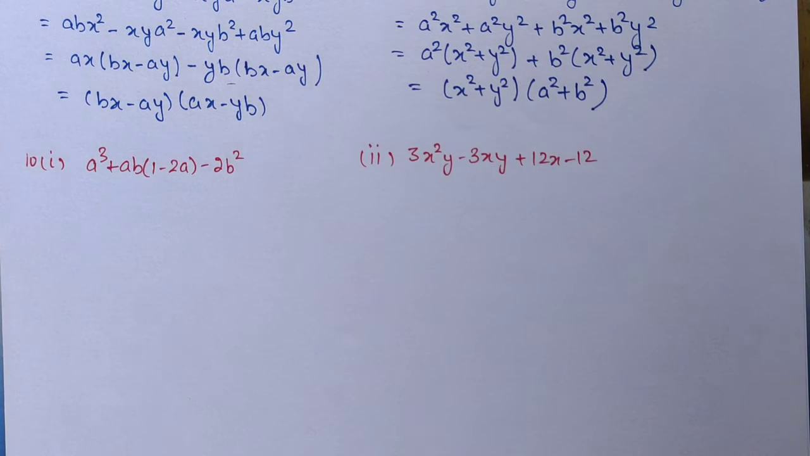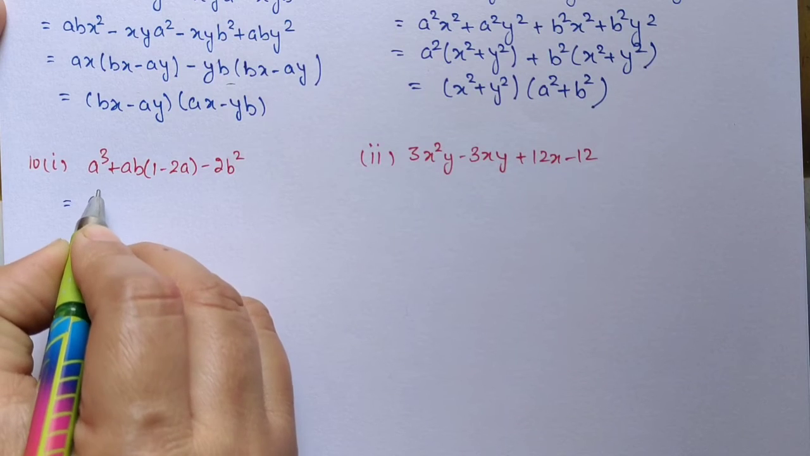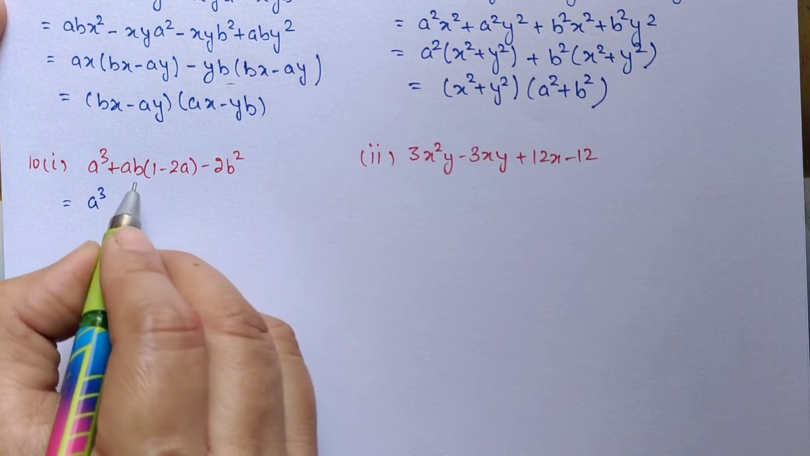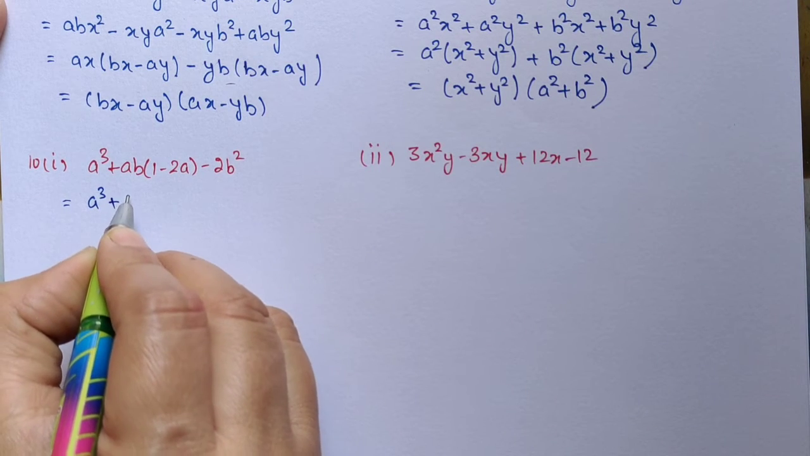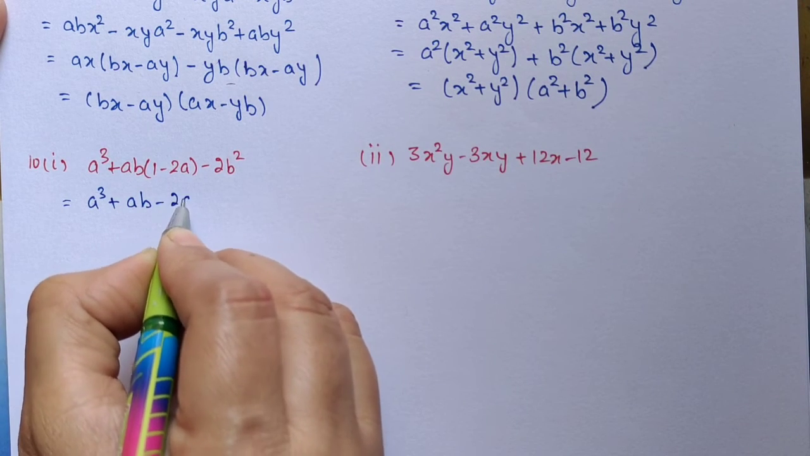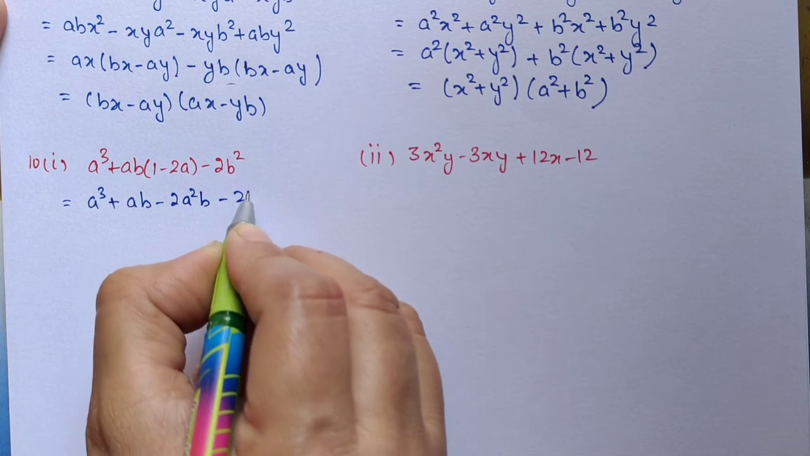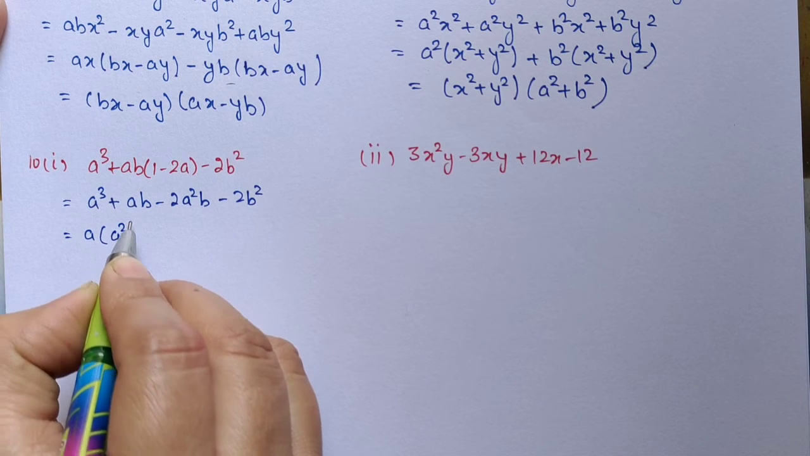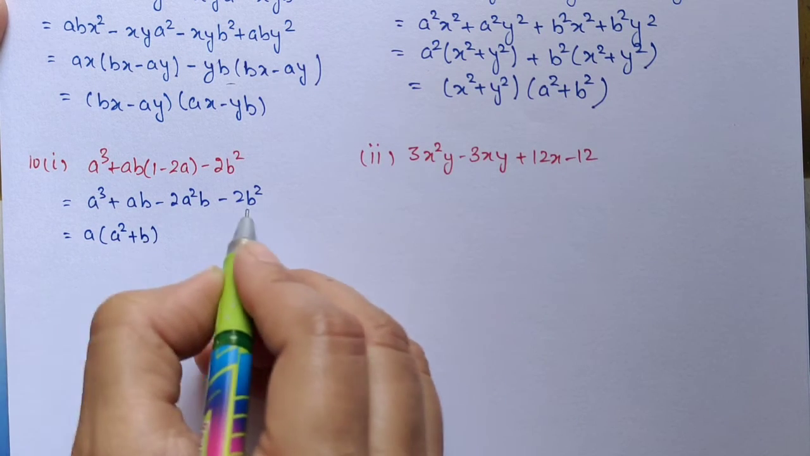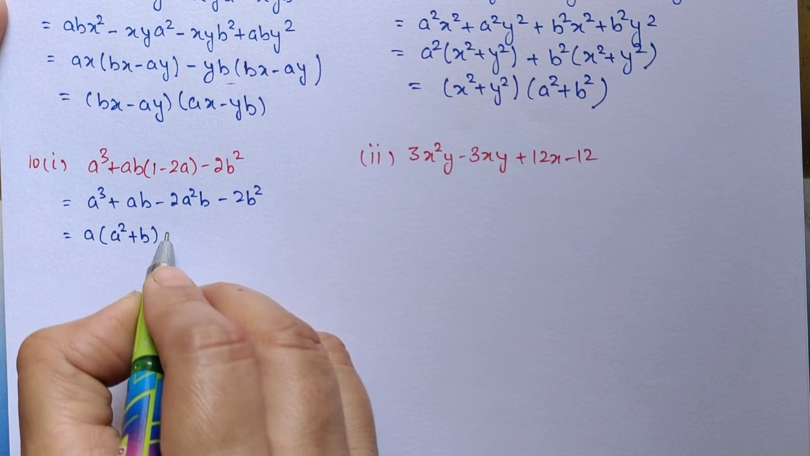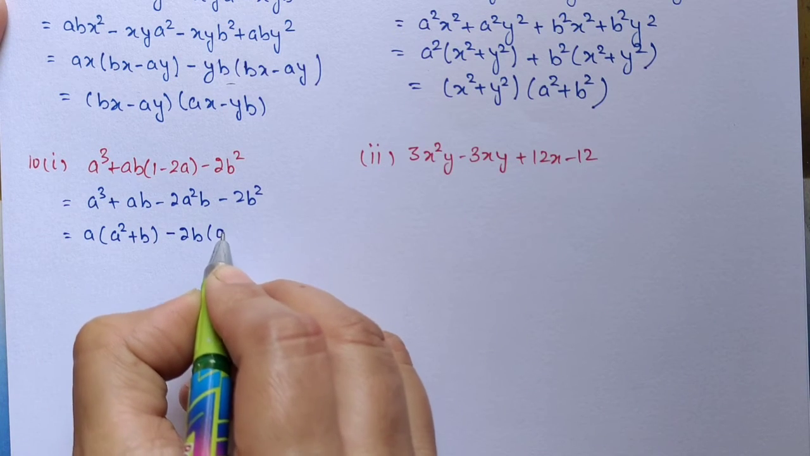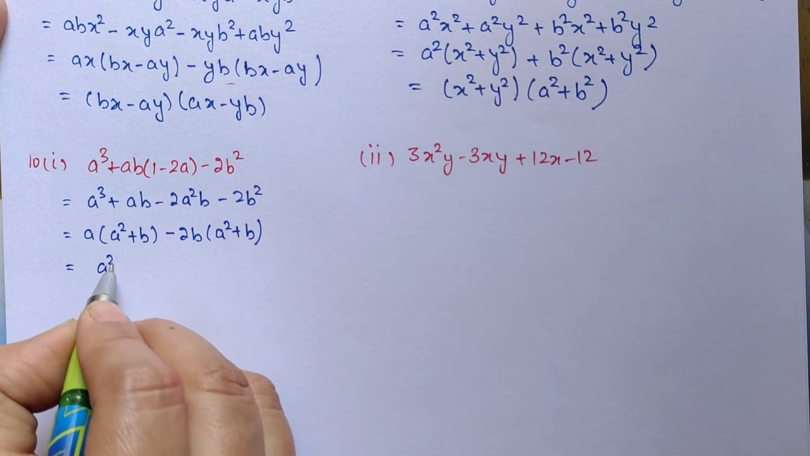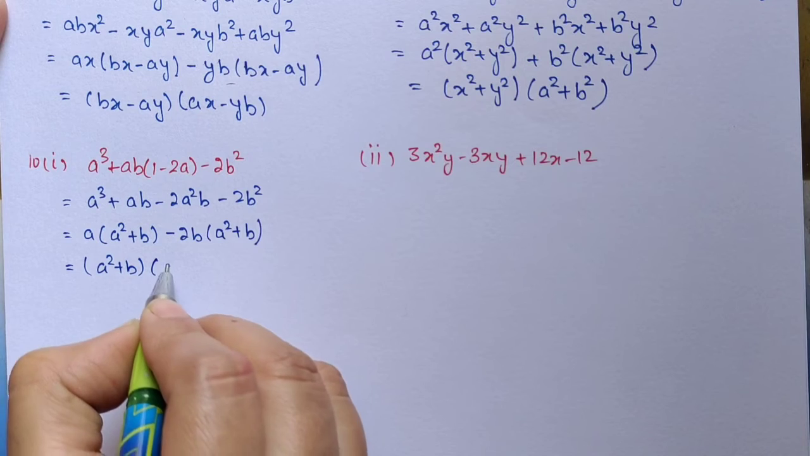Question number 10, first part, a cube plus ab(1 minus 2a) minus 2b square. So first this middle bracket we will remove. We will get here ab minus 2a square b minus 2b square. From the first two, a we can take out common, then we have a square plus b. From the last two we can take out minus 2b as common, then we have a square plus b. This a square plus b we can take out common, another bracket will be a minus 2b.